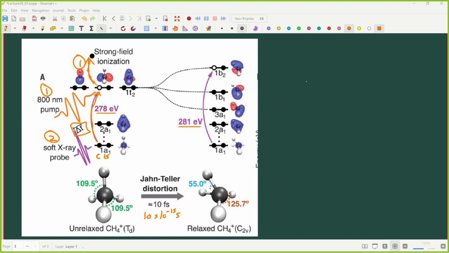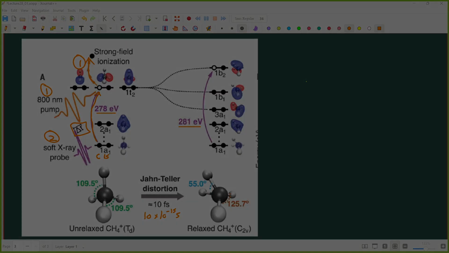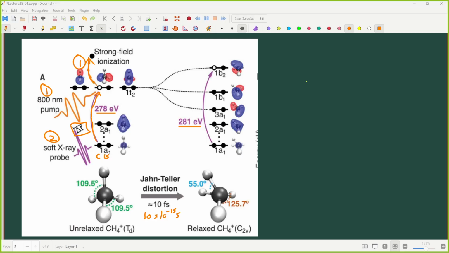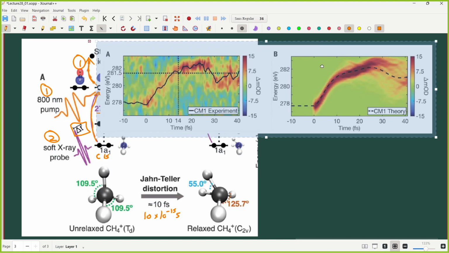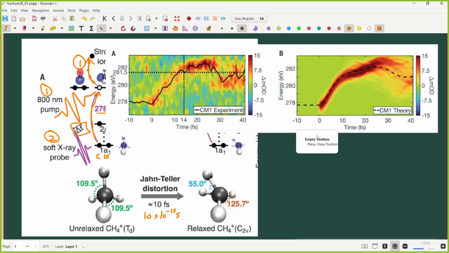So anyway, they do this spectroscopy, and they get this beautiful result. Which one is this? This is experimental. We'll look at the experimental and the theory. Okay, so what we're looking at here is the spectrum, the photoabsorption or photoexcitation spectrum of the molecule as a function of time.